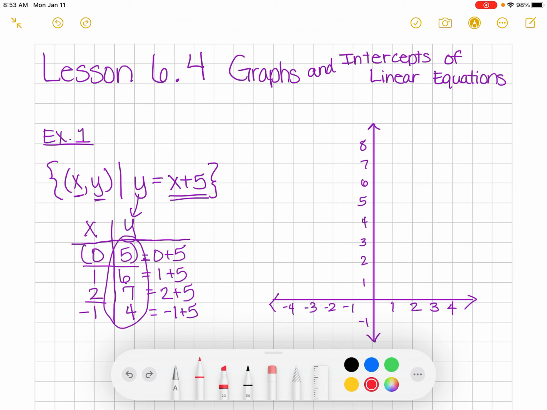Okay, now I'm going to graph these points. Okay, and I'm changing my color here. So I have 0, 5.